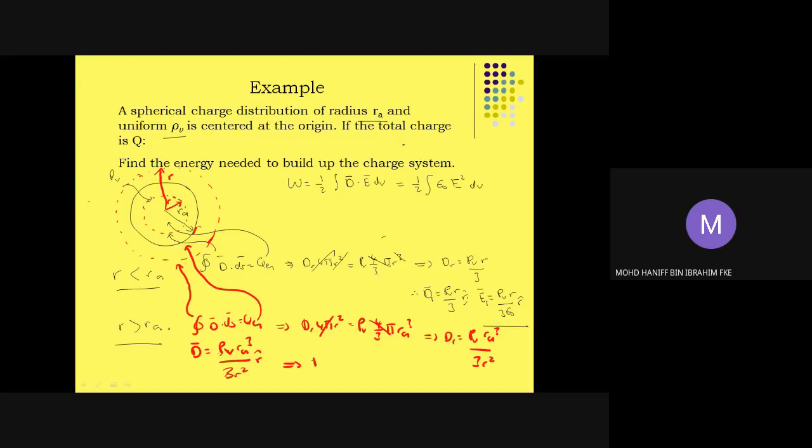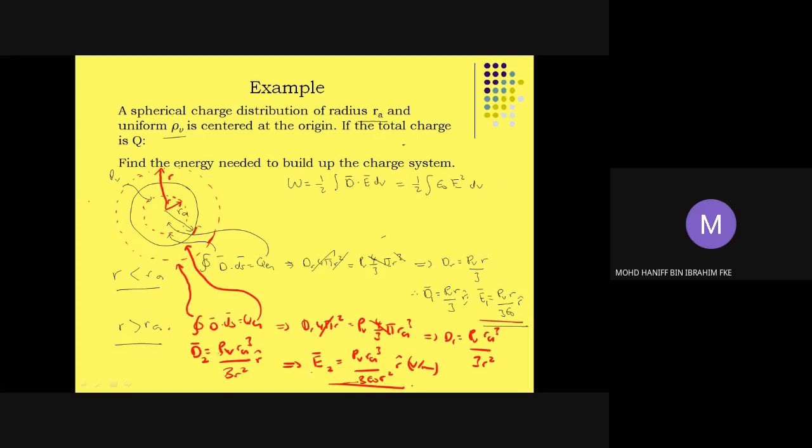Afterwards, in terms of the electric field intensity, we label this as D2, so this is E2, which will be rho v RA to the power of 3 divided by 3 epsilon naught R squared, direction of R, in volt per meter. So we now have two electric field intensities. The first one is inside the radius RA, and the second one is outside the radius RA, as mentioned.